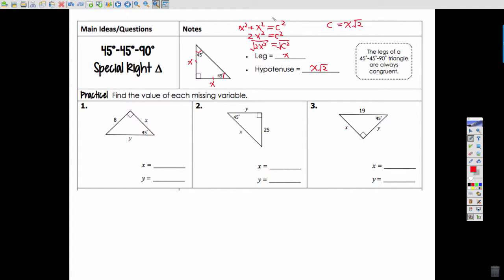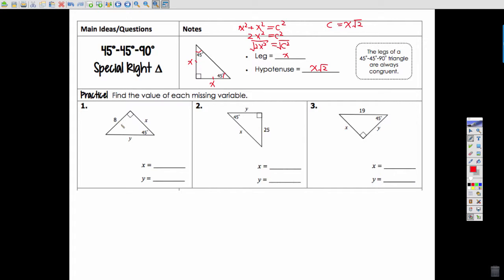Okay, now so far we're good. Just notice that as long as we know the leg, we will know the hypotenuse. We just multiply by root 2. We don't need to go through this calculation again. Okay, that's how it makes life easier.